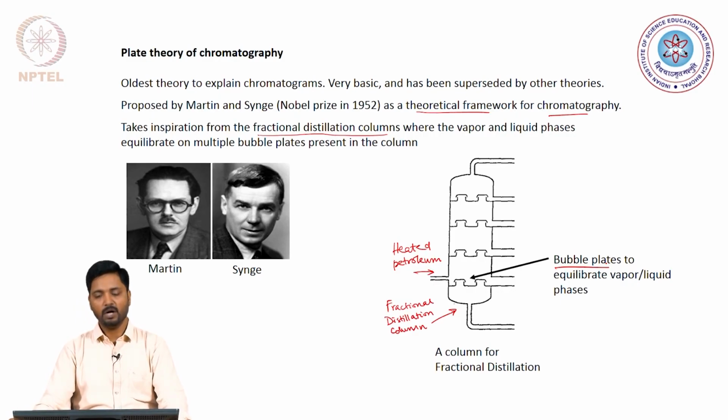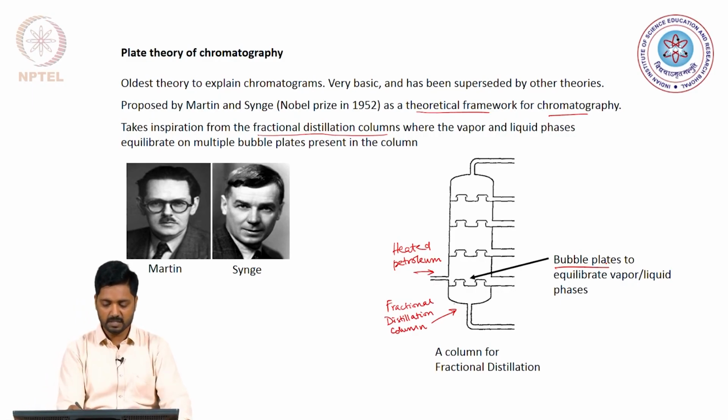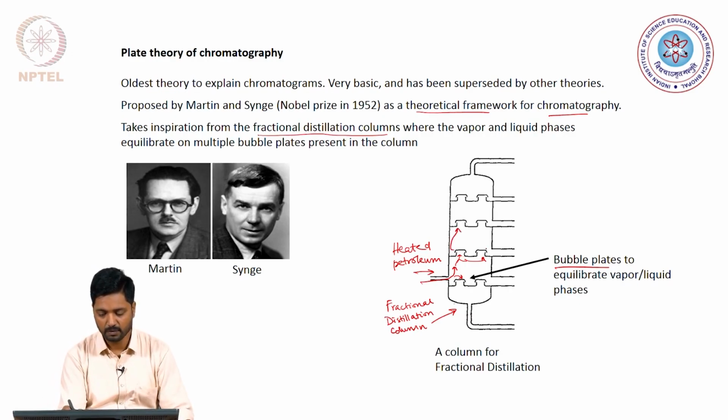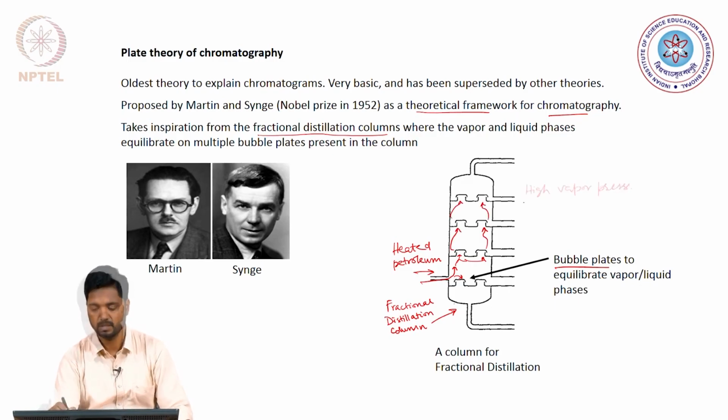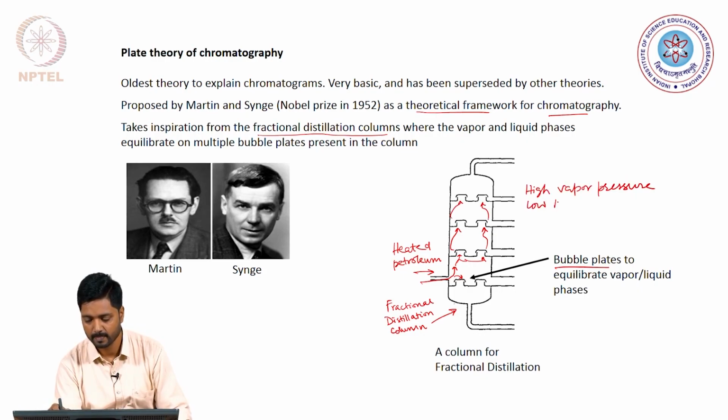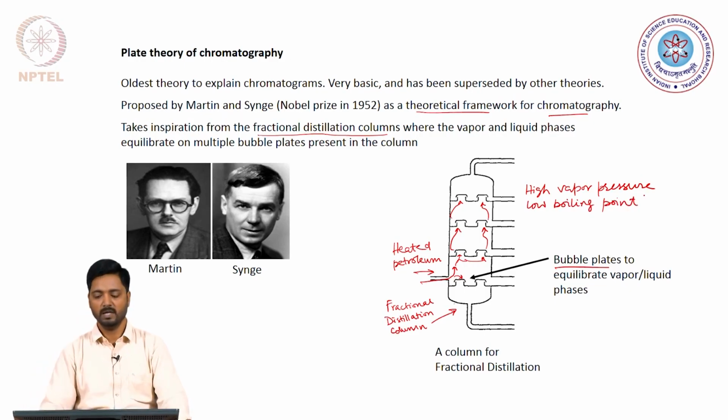As the heated petroleum enters this column, it starts migrating across these bubble plates, and at every plate there is an equilibration that keeps happening, and only the fractions that have high vapor pressure or low boiling point rise up this column, and this allows us to fractionate the petroleum products into the different useful fractions that we use in our daily lives.